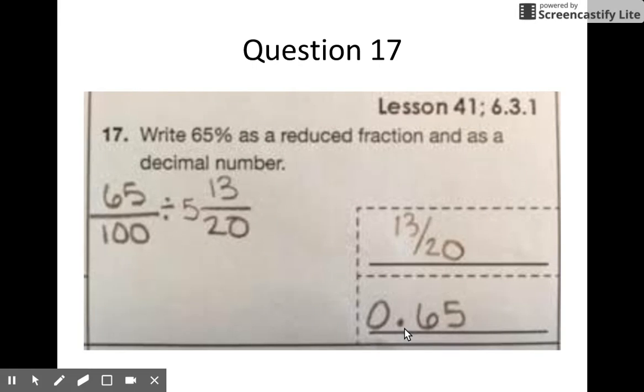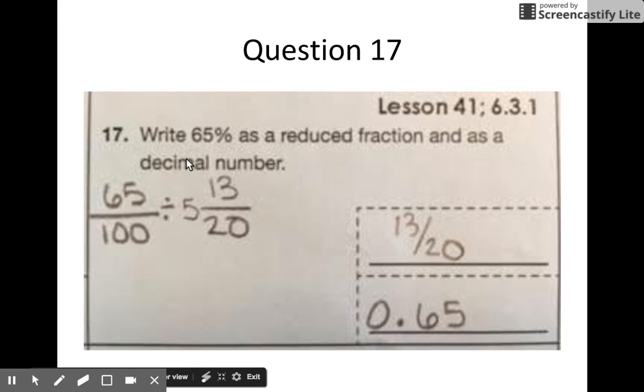Question 17. Write 65% as a reduced fraction and as a decimal number. Remember, any percent is always over 100. So my number is 65 over 100. But don't forget that you can reduce. I know that I can reduce by 5 because my numbers end in 5 and 0. So I need to take 5 out. 65 divided by 5 is 13, and 100 divided by 5 is 20. So my reduced fraction is 13/20.